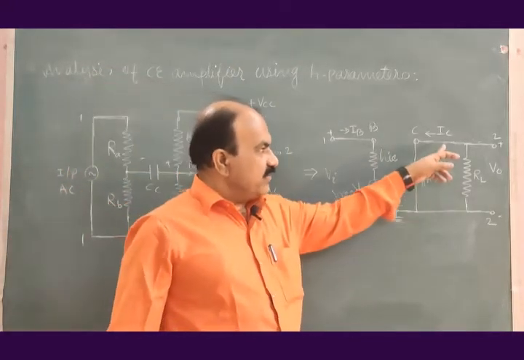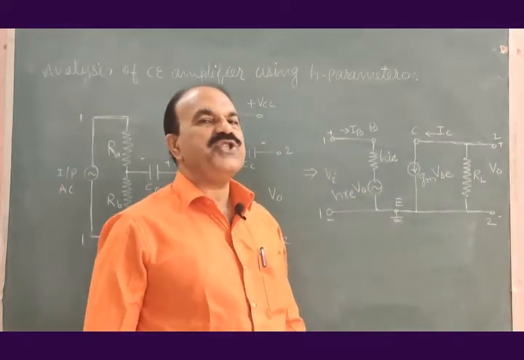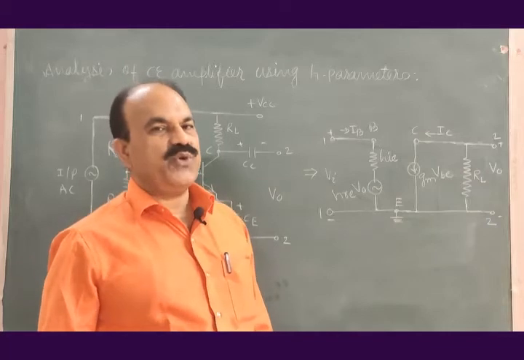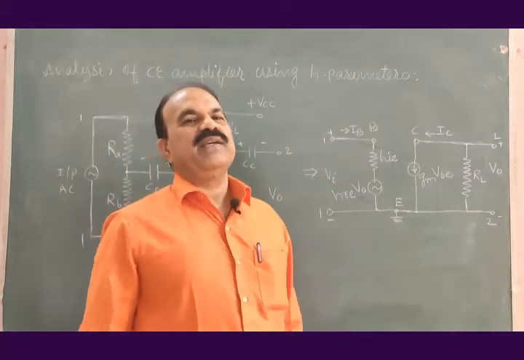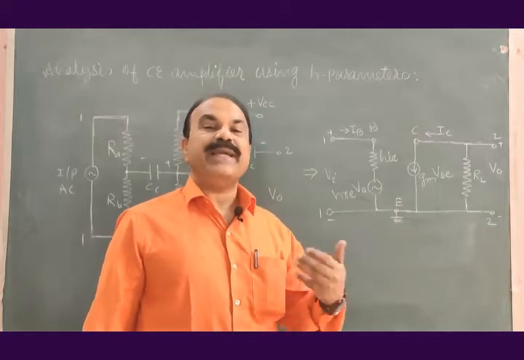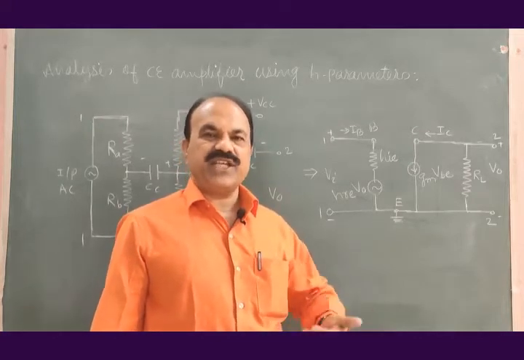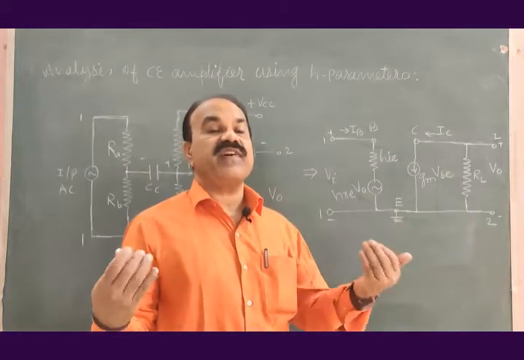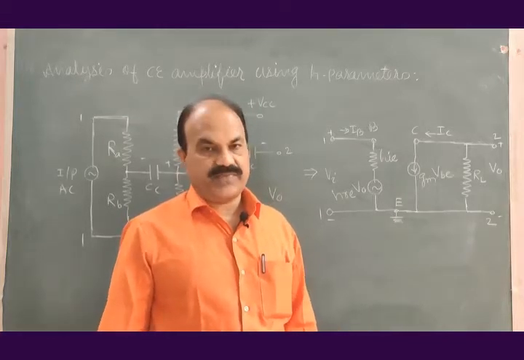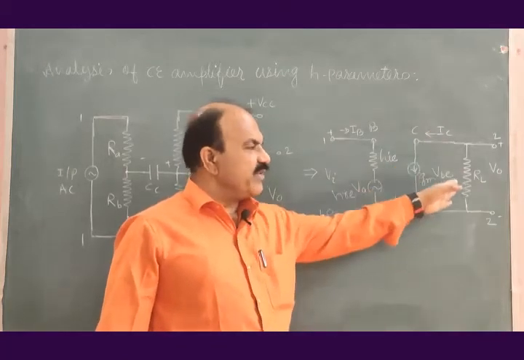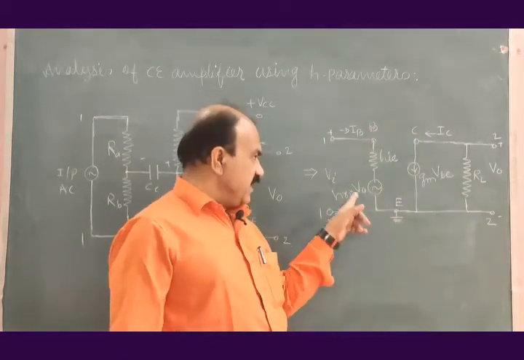Here I have omitted 1 by HOE. You know HOE. HOE is H22 admittance. 1 by HOE is output impedance. As HOE is very small, in the range of 10 to the power minus 5 Siemens, therefore 1 by HOE is ignored in the output circuit.